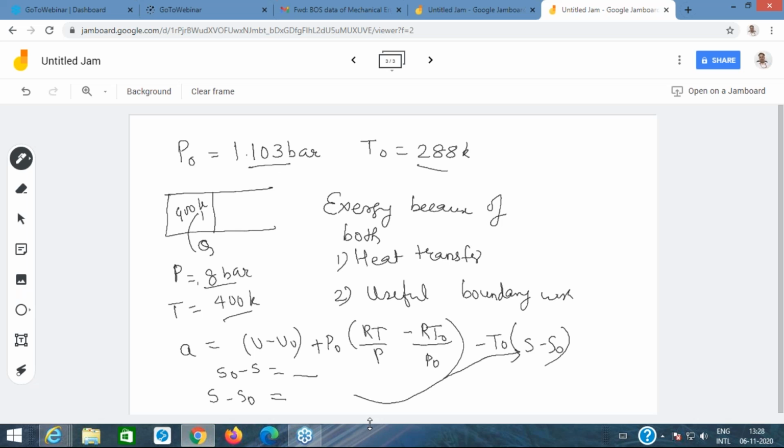Can anybody tell me the value of entropy change in the second problem?